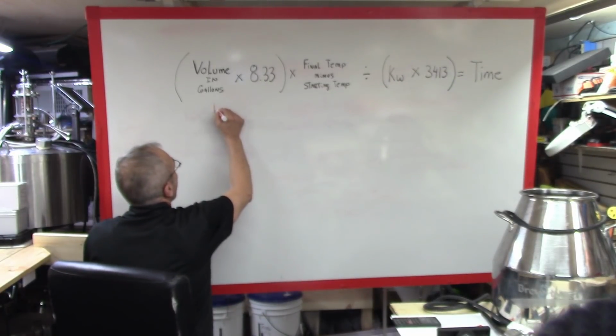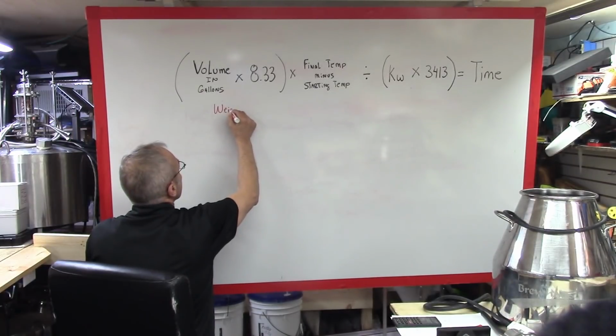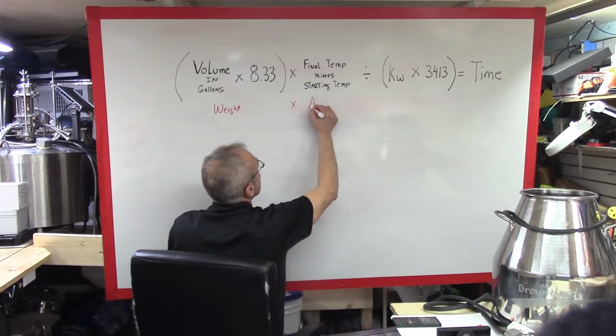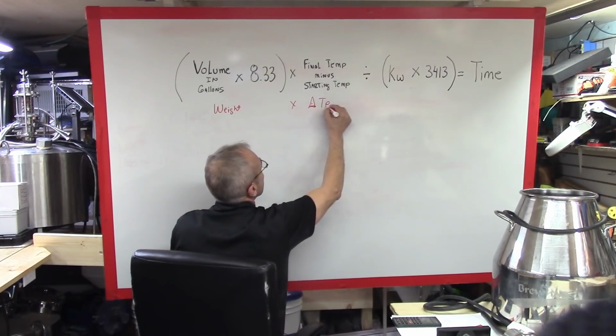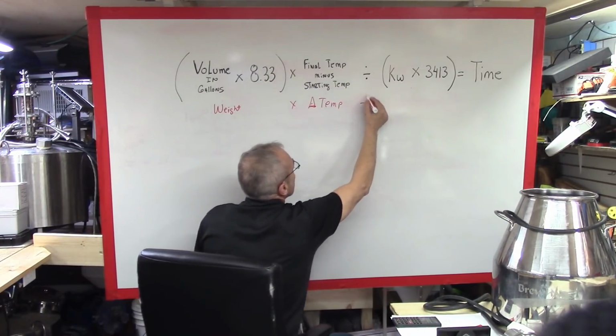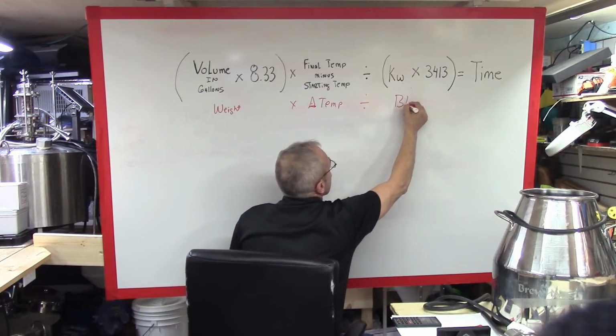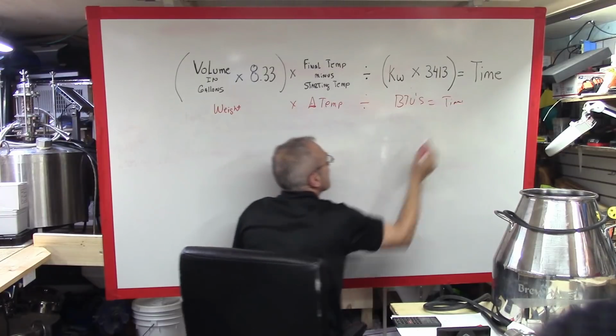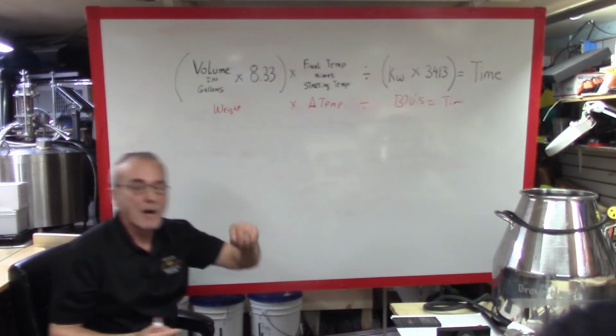We've got weight times change in temperature divided by BTUs equals time. Now that is as simple as it possibly can get.